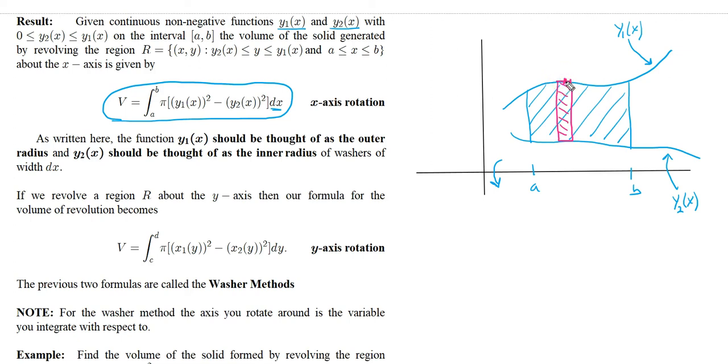The outer radius of the washer, the distance from here down to the x-axis, that's your outer radius, and that's y1 of x. The inner radius right here, that is your y2 of x, for x being located right here between A and B. So that's how you should think of the y1, the y2, and the dx.